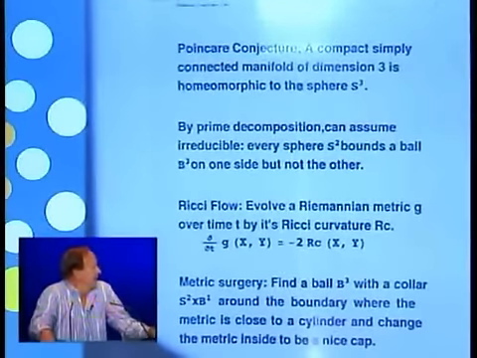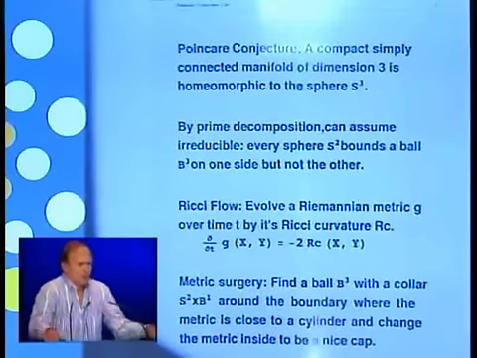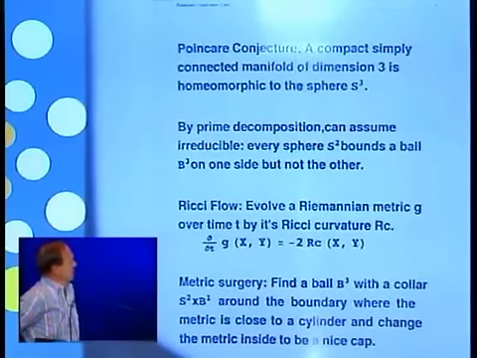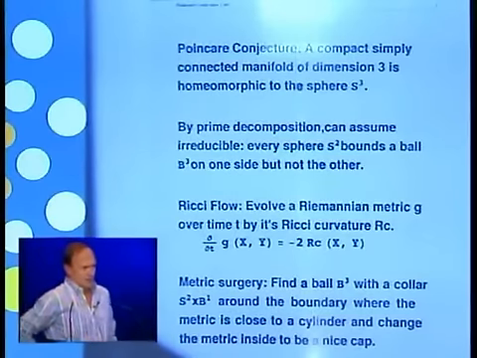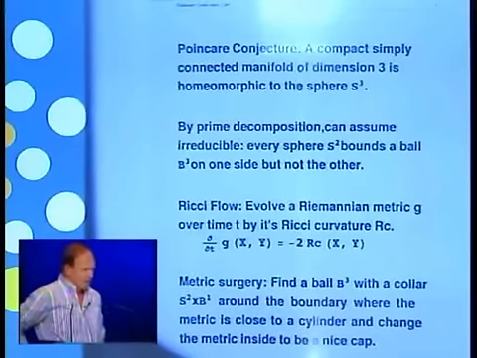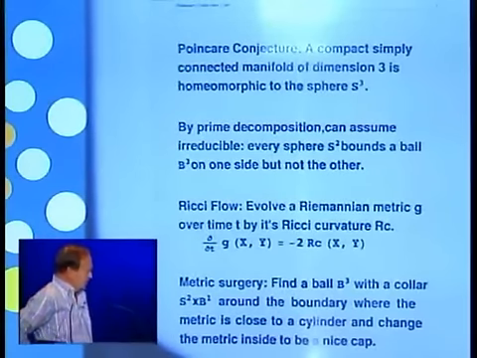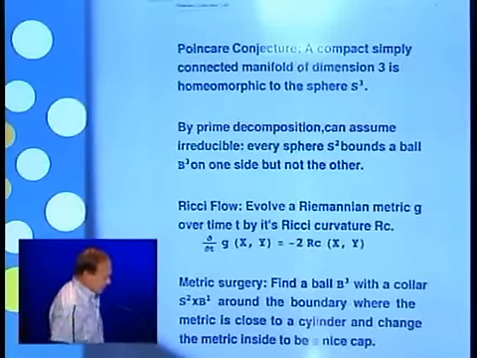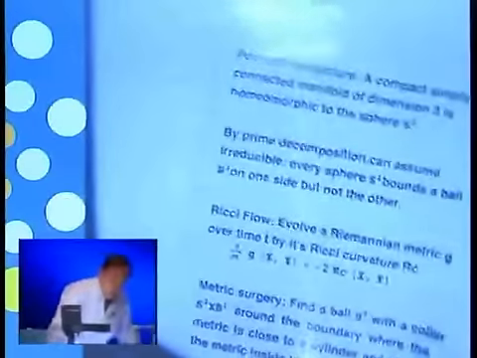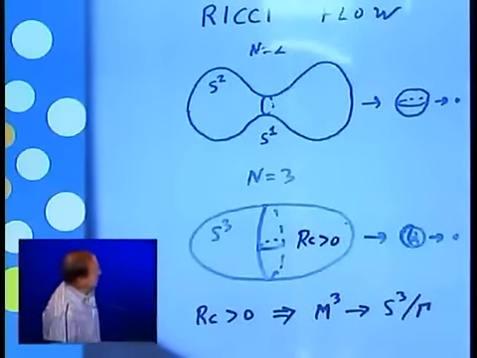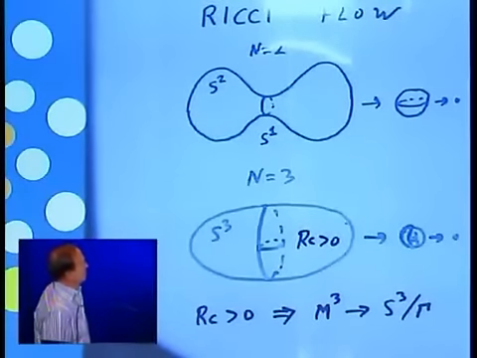That's kind of fun. However, in order to tackle the general case, you have to allow surgeries, because this equation forms singularities. And the idea is, before it gets singular, you go in and cut out the bad part and round it off and continue the flow. So let's put up a picture here. This is the sort of thing that Ricci flow does in 2 dimensions.